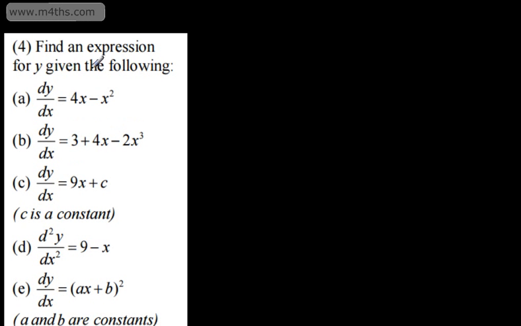So this one right here. Given we need to find an expression for y given the following. So we can say now that y will be equal to the integral of these. Remember, what we've done here is differentiated. So when we're doing integration, we're reversing the process of differentiation. We're trying to find the function that gave us the derivative 4x minus x squared. So y will be equal to the integral of 4x minus x squared, and we're doing this with respect to x.